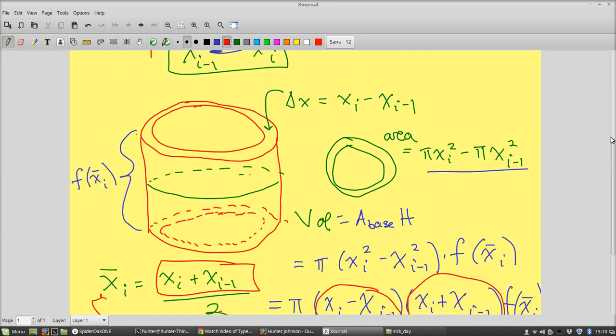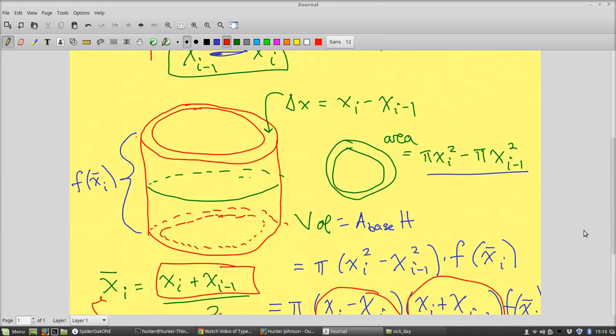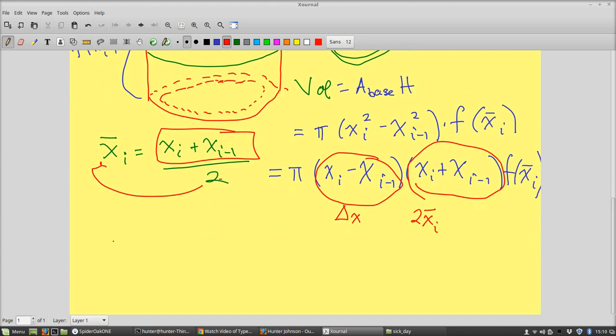All right, so we make those changes, and we get for the volume of the ith cylinder is equal to pi times delta x times 2 xi bar times f of xi bar.